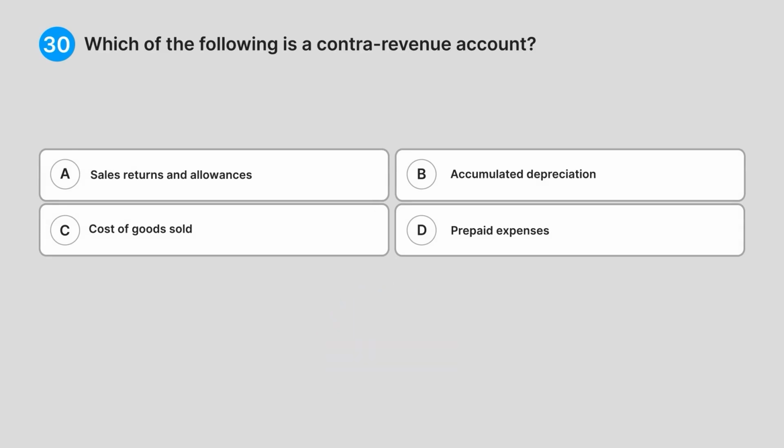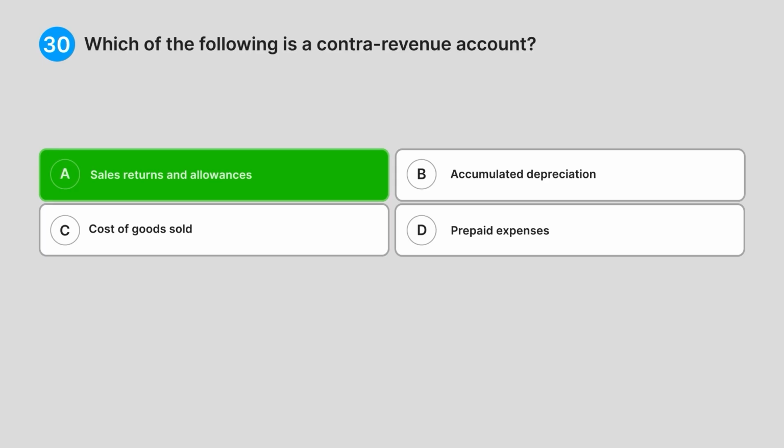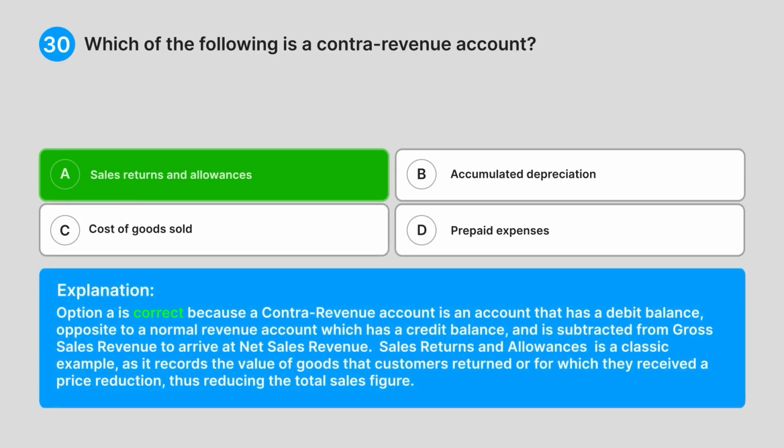Correct answer. A. Sales returns and allowances. Explanation. Option A is correct because a contra-revenue account is an account that has a debit balance, opposite to a normal revenue account which has a credit balance, and is subtracted from gross sales revenue to arrive at net sales revenue. Sales returns and allowances is a classic example, as it records the value of goods that customers returned or for which they received a price reduction, thus reducing the total sales figure.